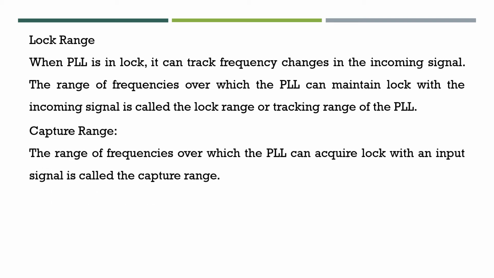Now the second one is the capture range. The range of frequencies over which PLL can acquire a lock with an input signal is called the capture range. So there are a set of frequencies, whether it can be a maximum value or a minimum value. Between these two maximum and minimum values, there is a range of frequencies over which PLL can acquire a lock with the input signal, called the capture range.